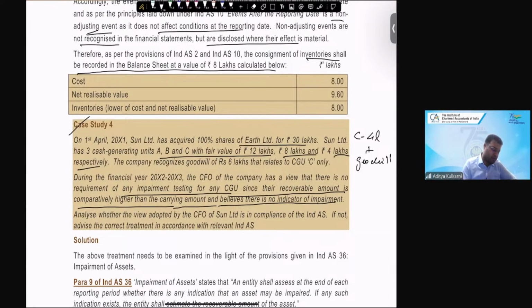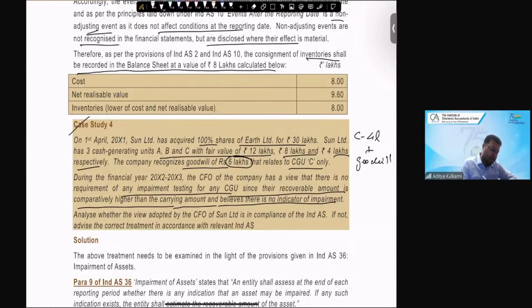examination. Okay. On 1st April, we come to case study 4. On 1st April X1, Sun Limited has acquired 100% shares of Earth for 30 lakhs. Sun has 3 cash generating units, A, B, and C, with fair value of 12, 8, and 4 lakhs respectively. Company recognizes a goodwill of 6 lakhs relating to CGU C only. So there is a goodwill on acquisition that is attributable only to cash generating unit C.